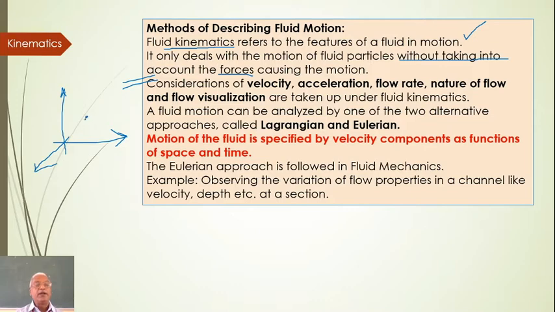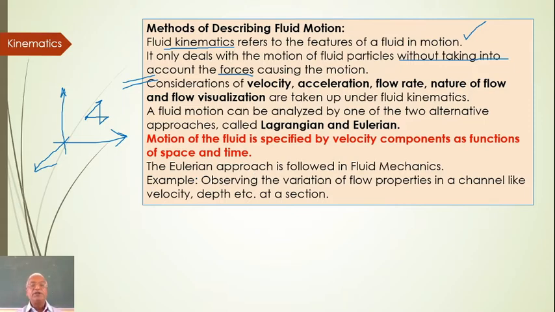So the particle will possess some velocity, in the sense of what its component is in the x direction, what its component is in the y direction, and what its component is in the z direction. That is what the analysis is, right? So components of velocity and acceleration in the XYZ directions, that is what we are going to study. The Eulerian approach is followed in fluid mechanics.